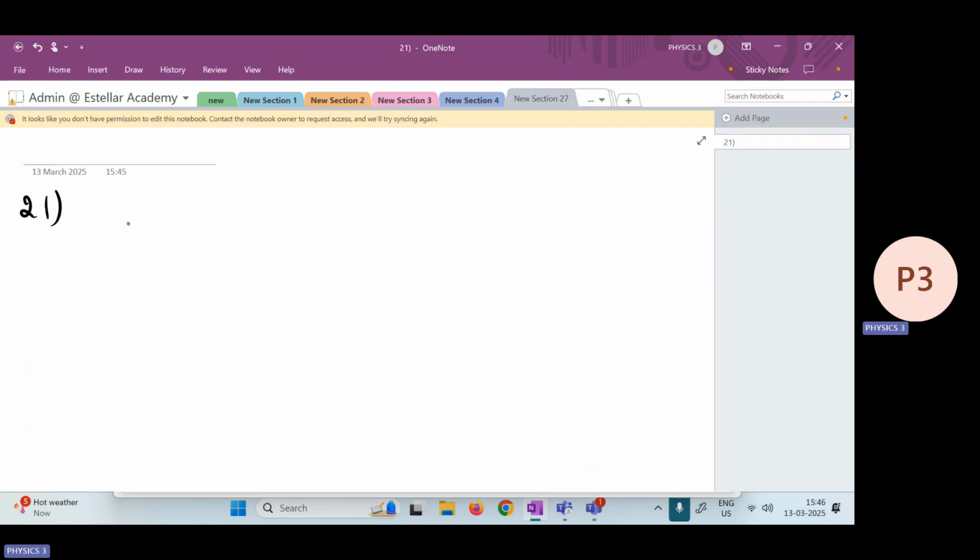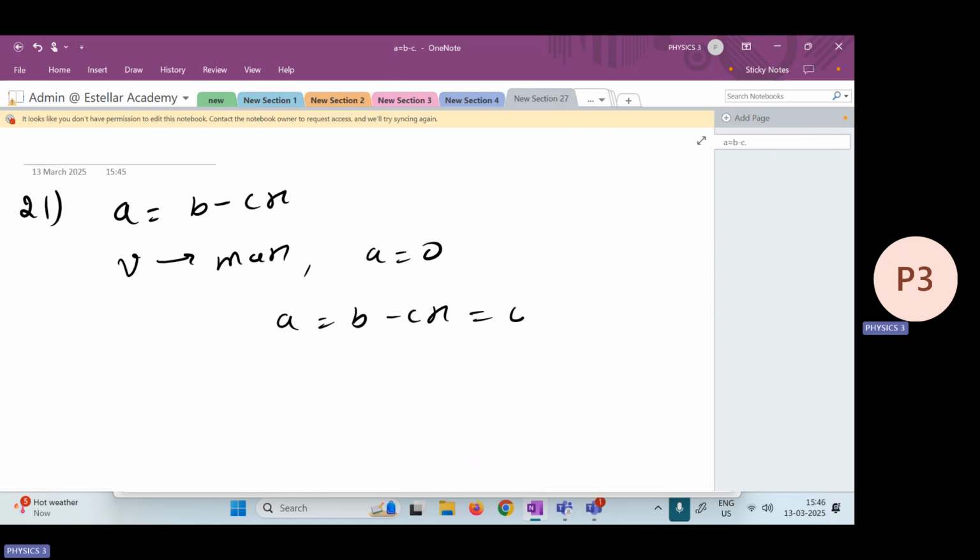with an acceleration a = b - cx, where b and c are constants and x is the distance from station A. We have to find the maximum velocity between the two stations. So we know that velocity is maximum when acceleration is 0. So acceleration b - cx should be 0 for the velocity to be maximum. So x comes out to be equal to b by c.